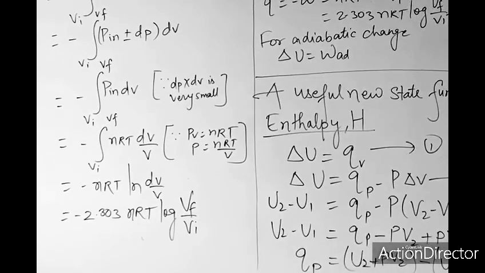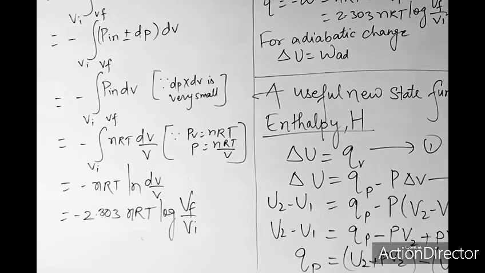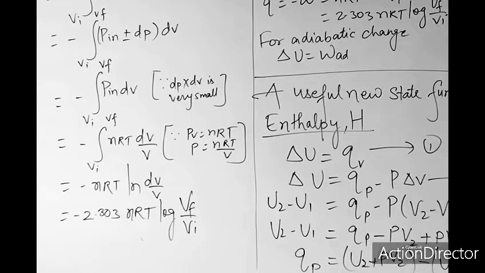Now, work done: in the ideal gas equation, PV is equal to nRT, so P is equal to nRT by V. As we have seen in the reversible work, we got the equation minus integration from V initial to V final of P internal dV. So instead of P, we write nRT dV by V. So nRT ln of V final by V initial, with the minus sign, is equal to minus 2.303 nRT log V final by V initial.